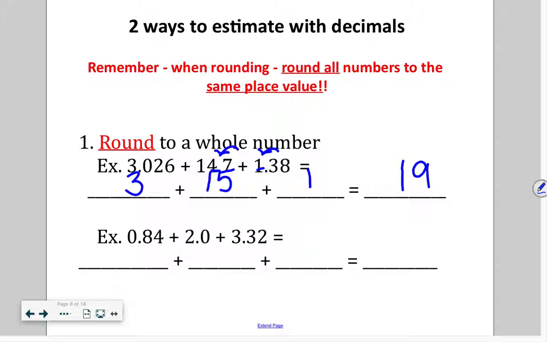Next example, 84/100ths plus 2 plus 3 and 32/100ths. What's 84/100ths going to round to? Yeah, we're close to having a full dollar there, correct? Rather than having $0. Do I have to do any rounding with 2.0? No. Nope, we're just going to call it 2. And 3 and 32/100ths is going to become just 3. So 1 plus 2 plus 3 is about 6 for an estimated answer.